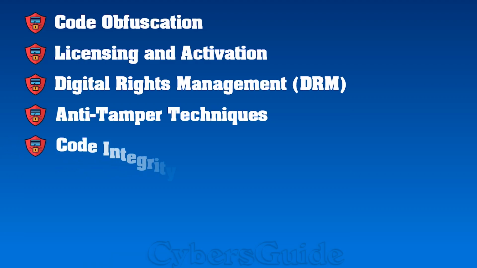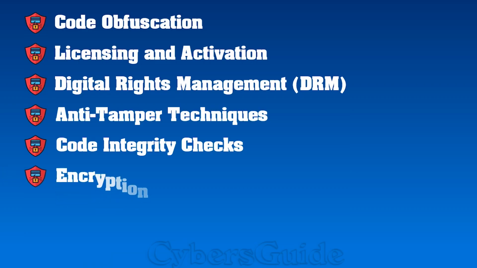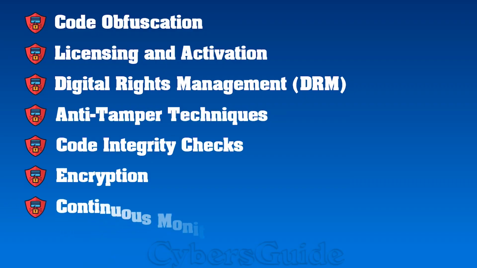Number 5. Code integrity checks. Implement code integrity checks to verify the authenticity and integrity of the software during runtime. Number 6. Encryption. Encrypt sensitive parts of the code or critical data to prevent unauthorized access. Number 7. Continuous monitoring. Regularly monitor and analyze software for unauthorized modifications or tampering.